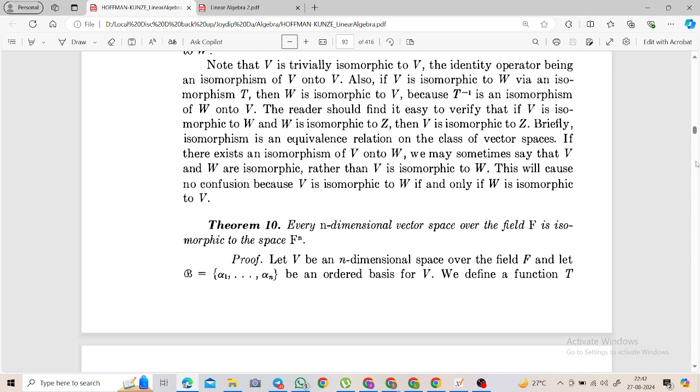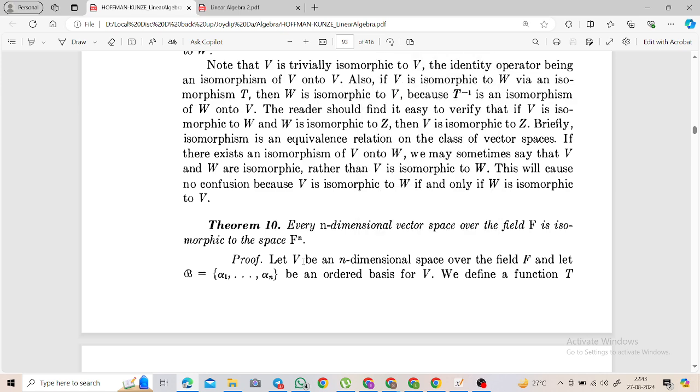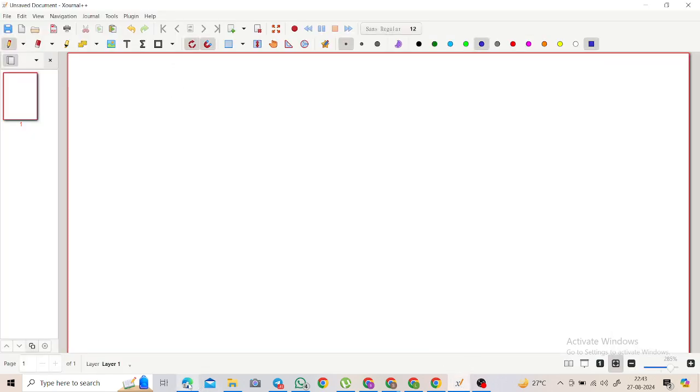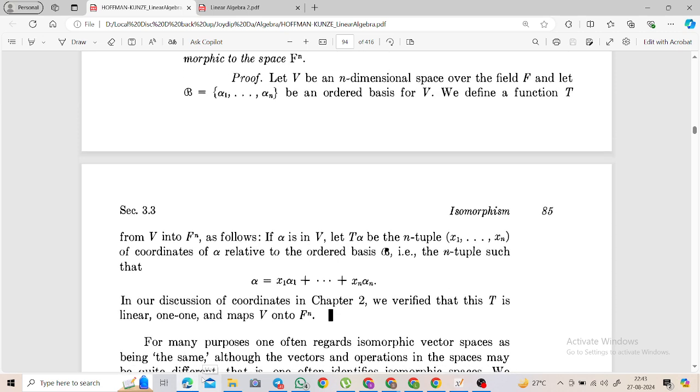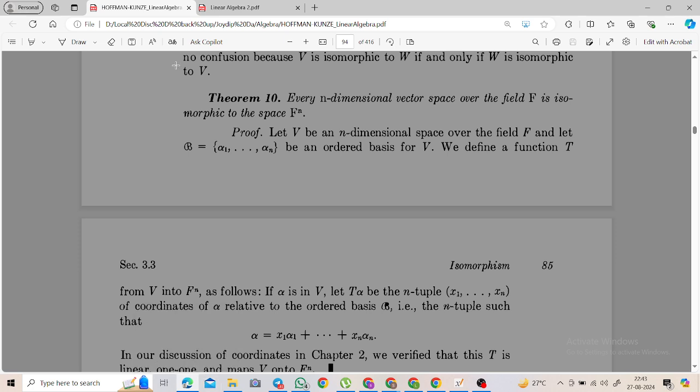Now see, this is a very important theorem. This is basically a characterization of vector spaces of dimension n. This says every n-dimensional vector space over the field F is isomorphic to F to the power n. This is pretty easy. To prove this, we basically construct a map and check that this is an isomorphism.